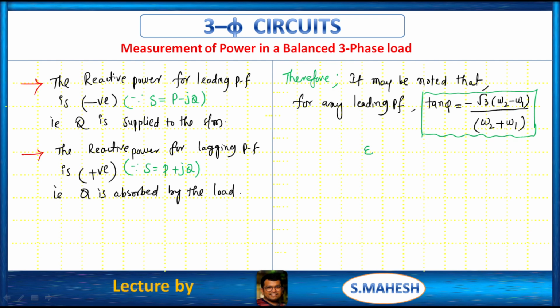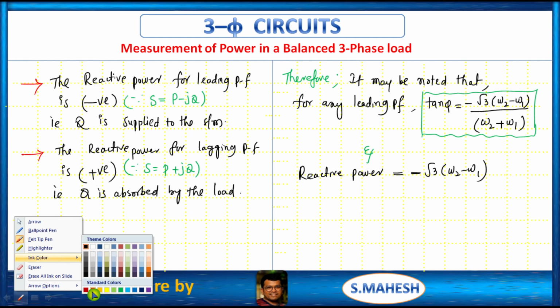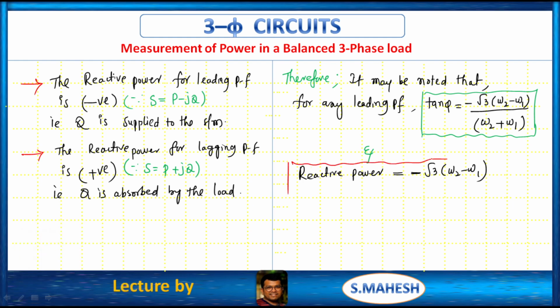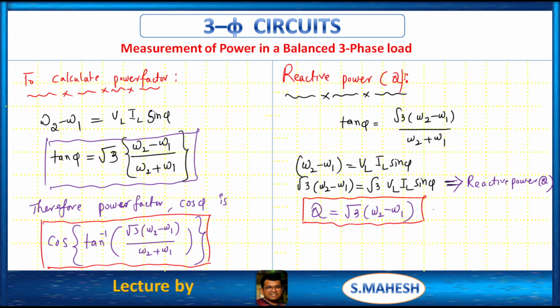And the reactive power is equal to minus root 3 (W2 minus W1), that's it. Okay, if it is lagging, reactive power is positive, root 3 (W2 minus W1), that's it. We have completed the clear-cut concept. This is what? VAR, that's it.